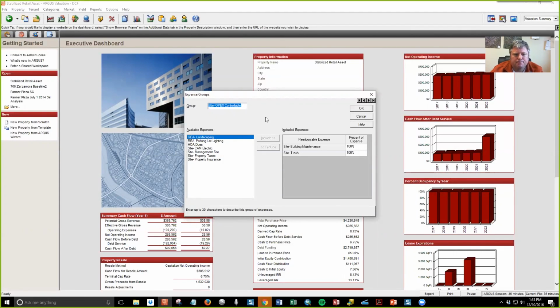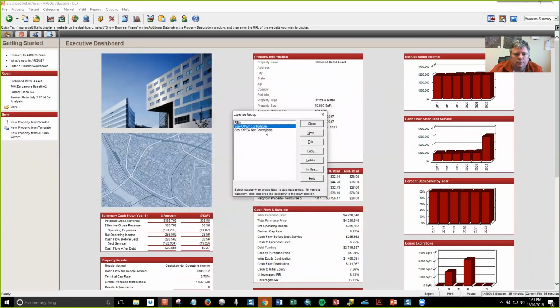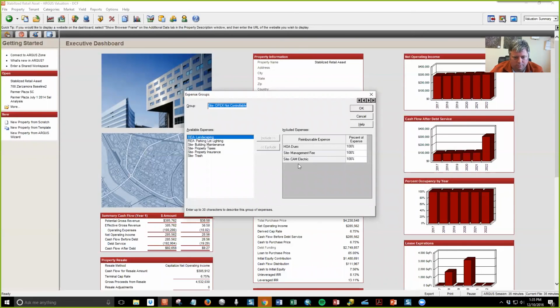Okay, so here are our not controllable expense groups. And this is going to be real important to help us properly run the detailed reimbursement method.